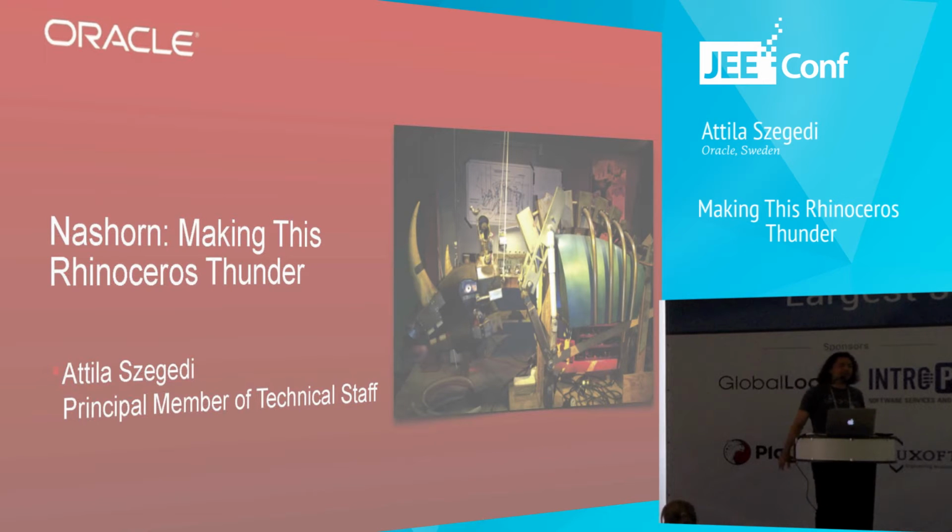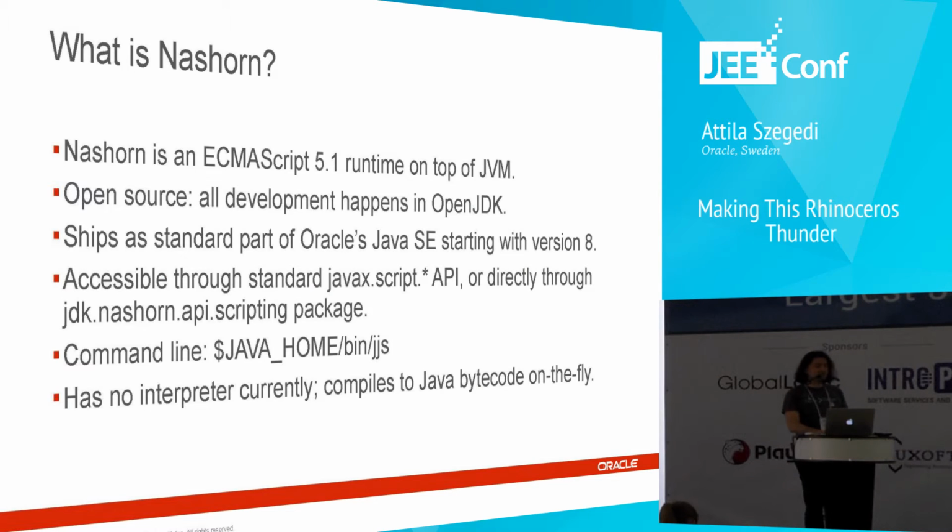So, I'm Attila. I work with Oracle in the Java Lang Tools group, and my day job is pretty much building this new, improved Rhinoceros named Nashorn. Nashorn is basically a JavaScript runtime. Well, technically an ECMAScript runtime, but everybody calls it JavaScript. It's open source. All of its development happens in the OpenJDK, and it is part of Java since version 8.